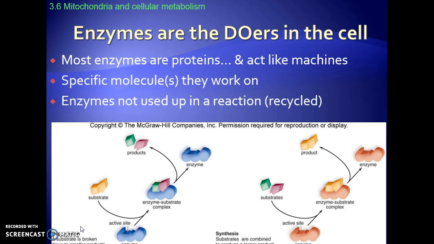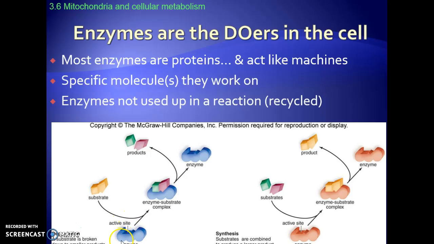Alright, so important components of this process: the enzymes. You have to have enzymes in order to have different reactions occur in the cells, and therefore enzymes are the doers within the cell. Most enzymes are proteins, and they really act like machines.